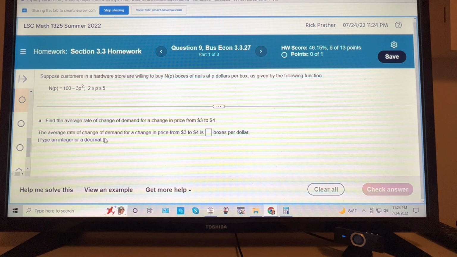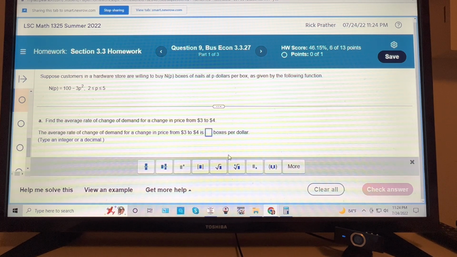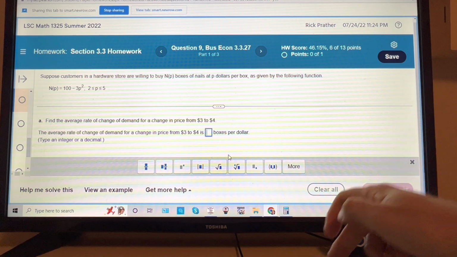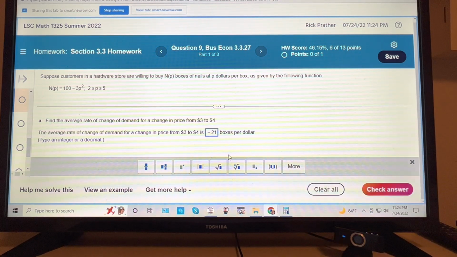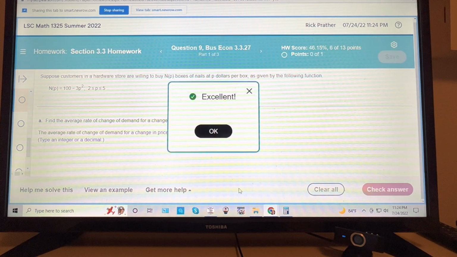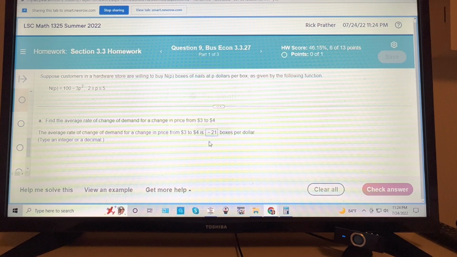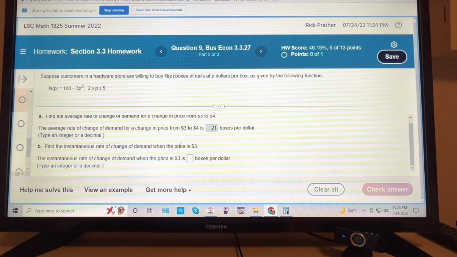The average rate of change of the demand, and that's another thing too, I missed the part about demand. When price goes up, demand goes down. So higher price things aren't as in demand as lower priced ones. So that was average rate of change. Now find the instantaneous rate of change at $3 exactly.